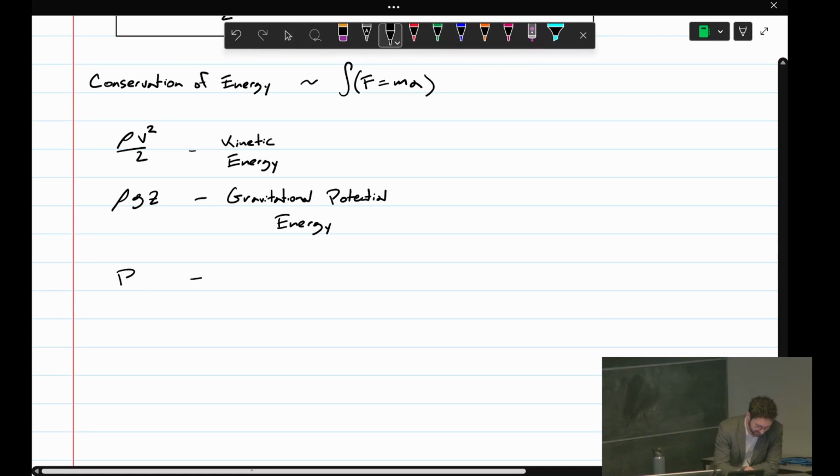Okay, so P is called flow energy, but I'll call it flow potential energy.